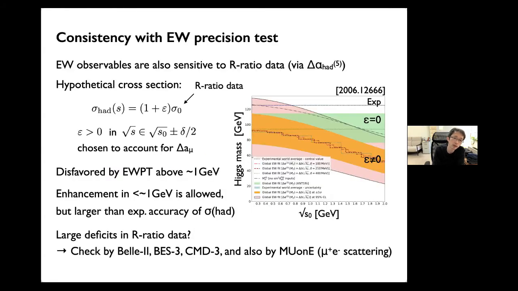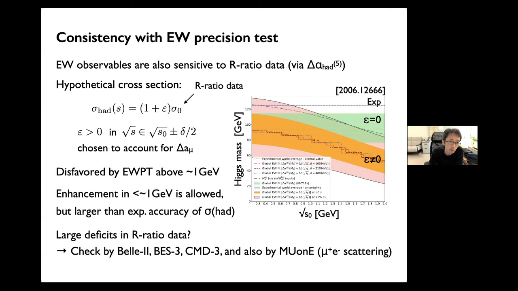As for the experimental data, some groups analyze the electroweak precision observables, because these observables are also sensitive to the experimental data. So this is a trial function, a trial cross-section.